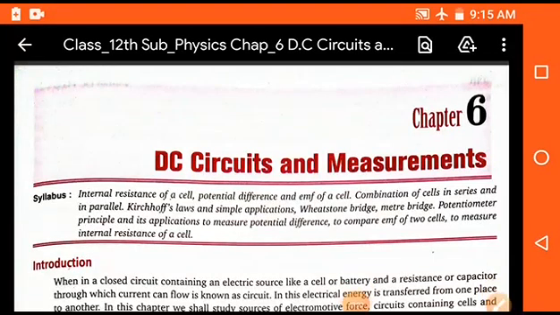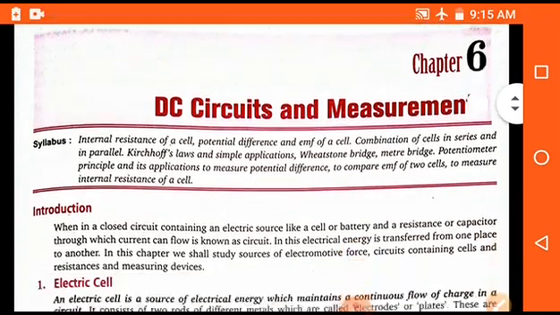In this session, we will discuss the second part of chapter number 6 of DC circuits and measurement. In the first part, we discussed some important topics, and the rest of the topics of this chapter we will discuss here in part number 2. Okay students, so continue.